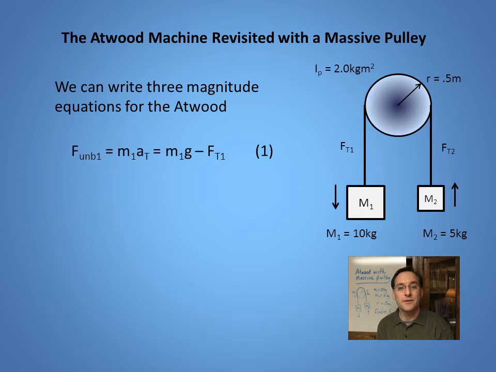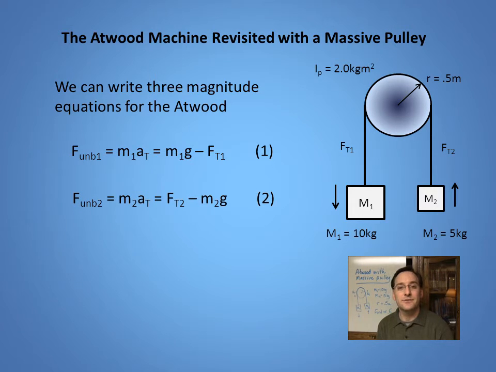The second equation we can look at is F unbalanced 2. That would be m2 times at. It's the same tangential acceleration as mass 1. And then that's going to be Ft2 minus m2g. So we've got that unbalanced force on 2 is equal to m2at, and that's equal to Ft2 minus m2g.